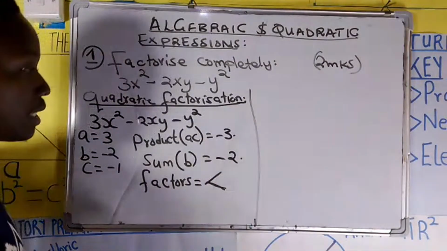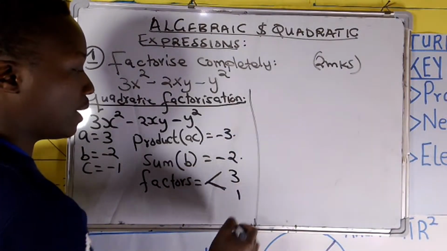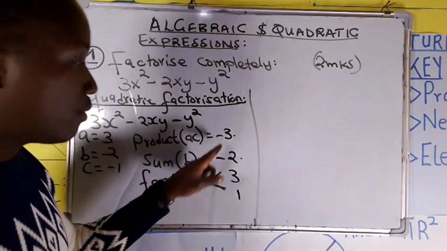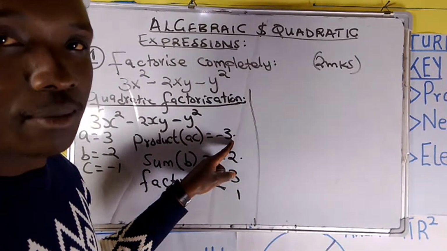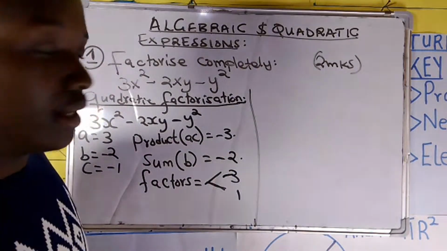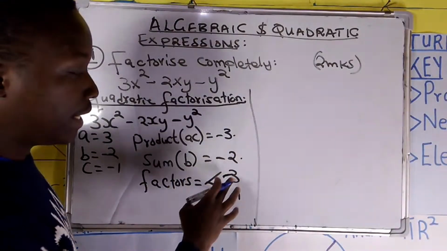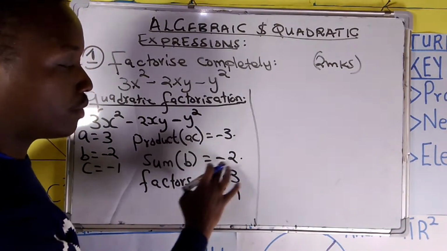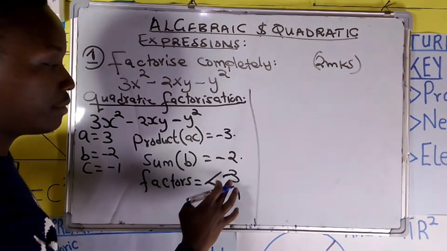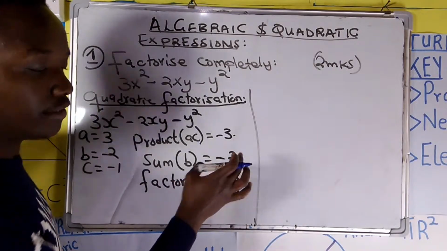The two numbers that we can multiply to give us -3 are only 3 and 1. If you multiply 3 times 1, you will get 3. But for us to get -3, one number must be negative, and that definitely will be 3. So -3 times 1 is equal to -3, and -3 plus 1 is equal to -2. You can try and confirm that.